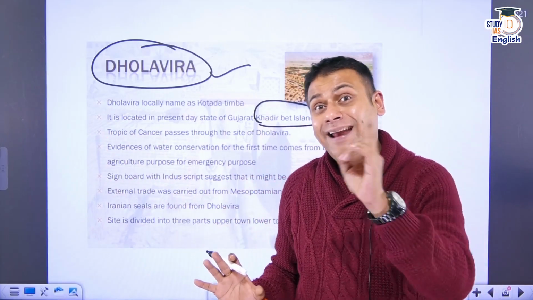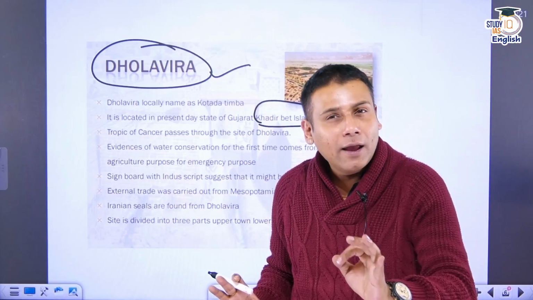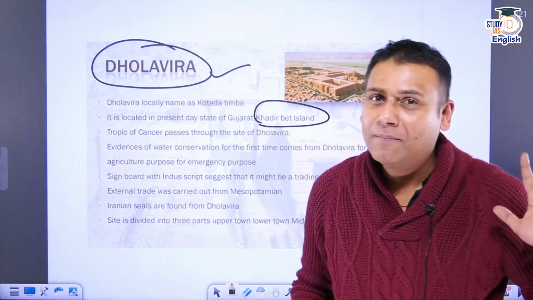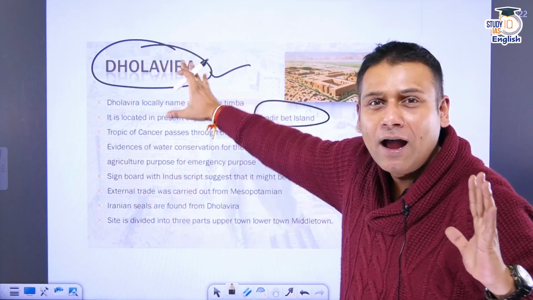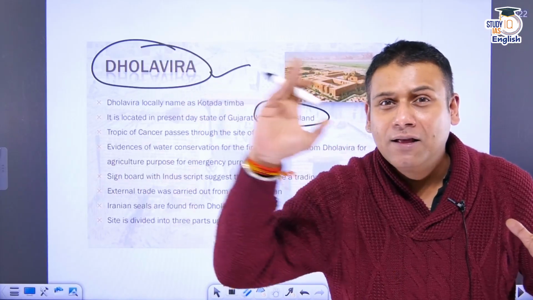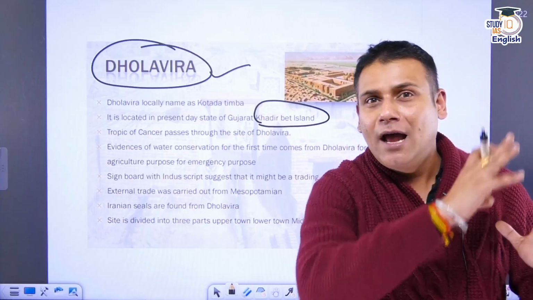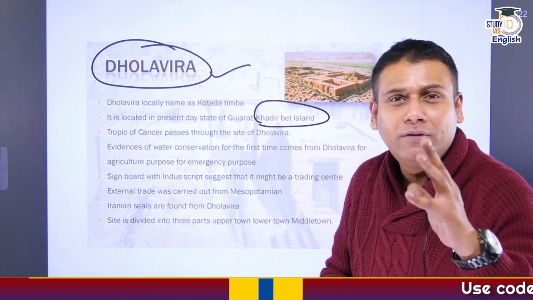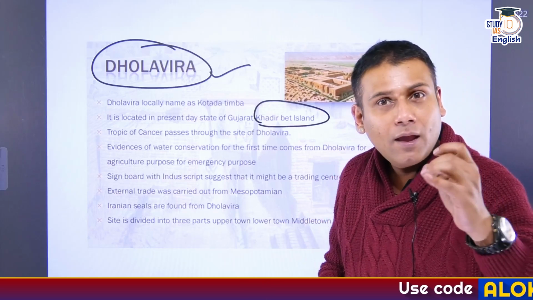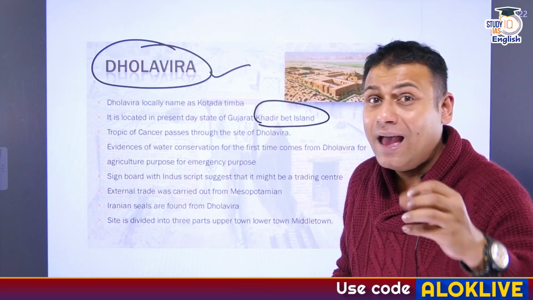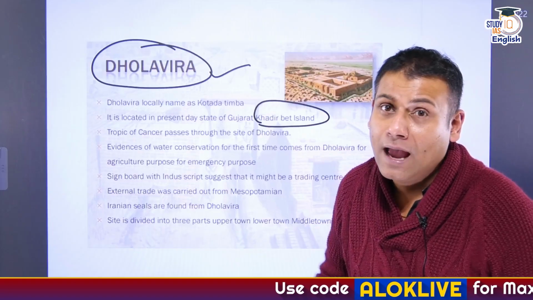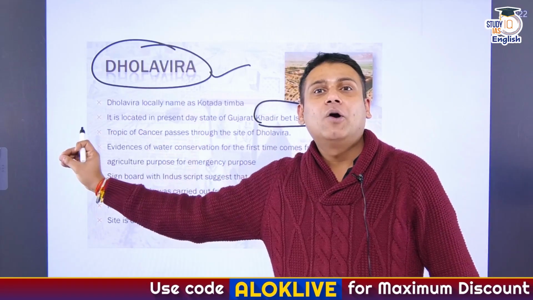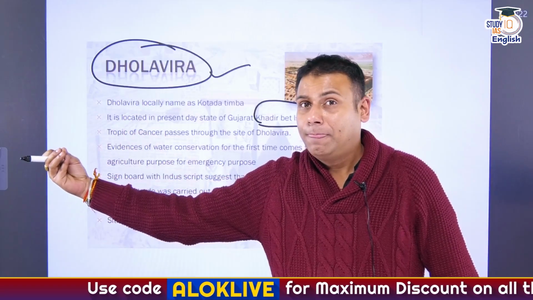It might be a trading city. And here, Iranian seals have been found, which simply exemplifies that the site of Dholavira might have had trading contacts with other civilizations, particularly the Mesopotamian civilization. Why? Because the Mesopotamian civilization at that time covered the regions across Iran, Iraq, Syria, Kuwait, and southeastern Turkey. And Iranian seals have been found at this site. So, probably they might have had trading contacts with the Mesopotamian civilization.